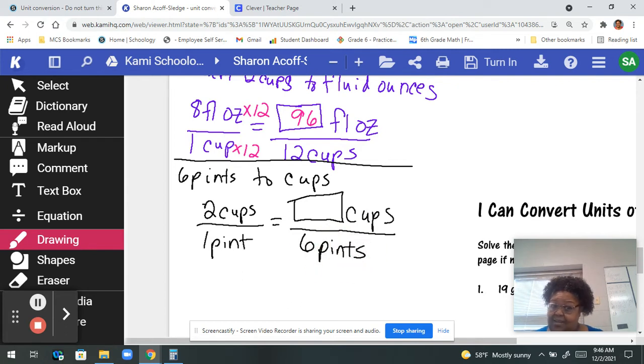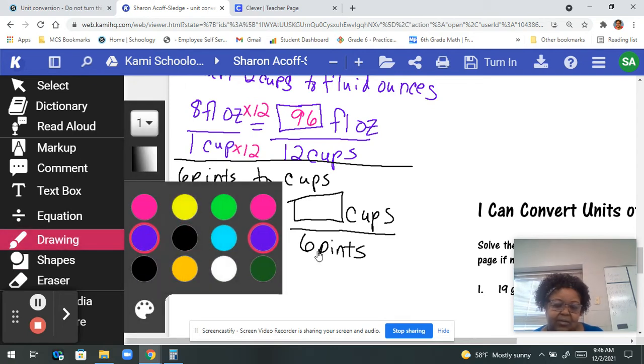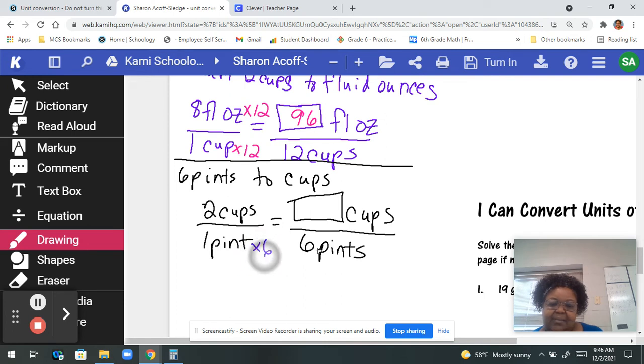So you see, this is ratios. Remember, we can write ratios as fractions. So let me change color and do purple this time. 1 times 6 gives me 6, right? So 2 times 6 gives me 12. So 6 pints is 12 cups.